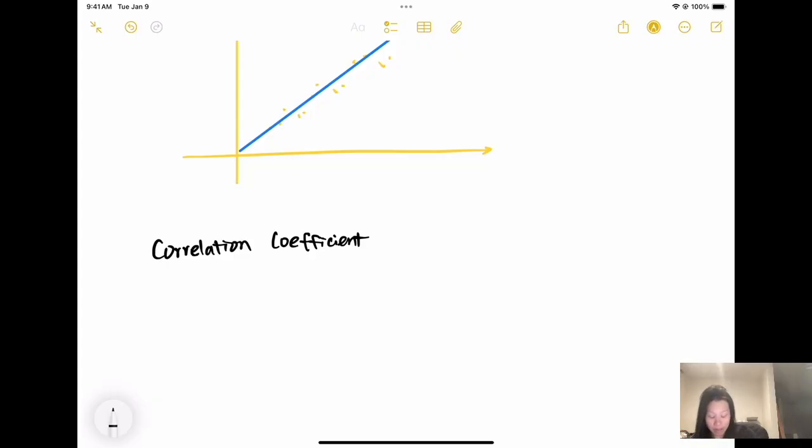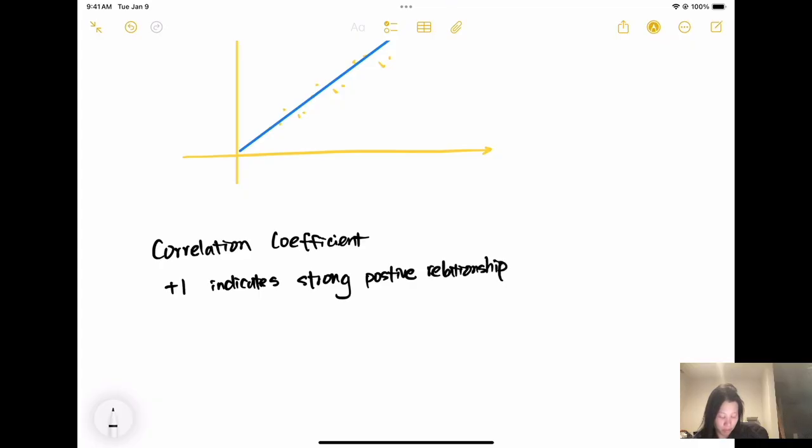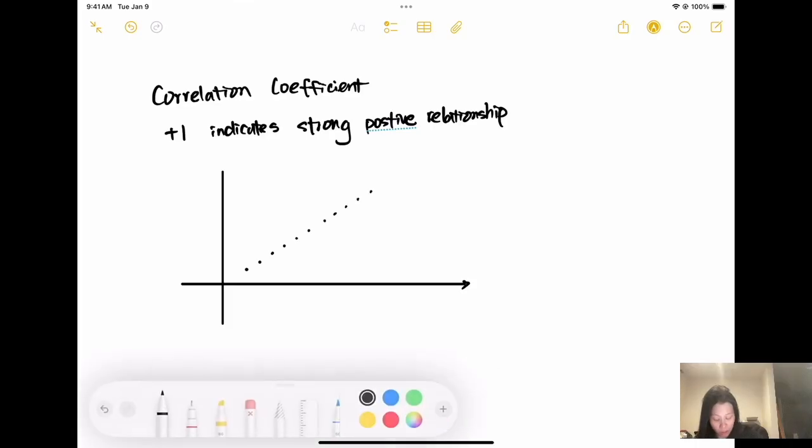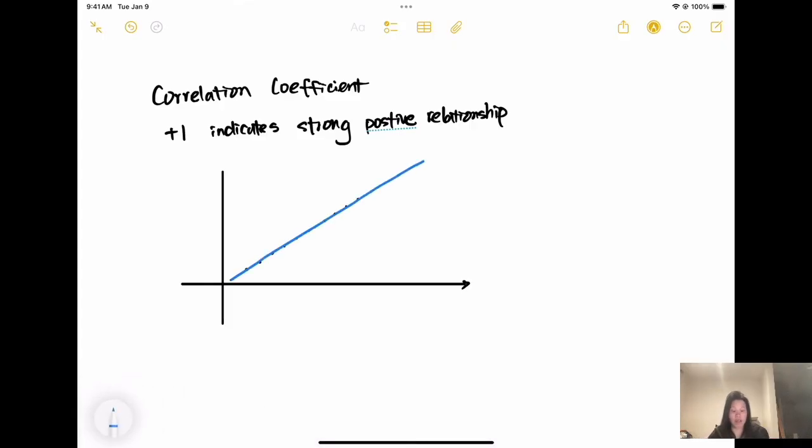For example, by definition, if it's positive 1, it indicates a strong positive relationship. That means this is an ideal scenario. You will see all of the points line up and form a line, like this example. This is a positive relationship.